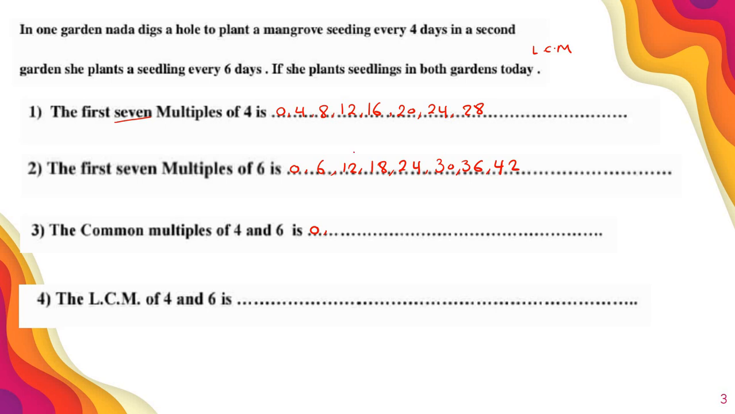Okay, then I have 12 and 12. So this is the first common multiple. Then 16, I don't have 16. Yes, I have here 24 and 24. So this is the second common multiple. Then I don't have anything else.